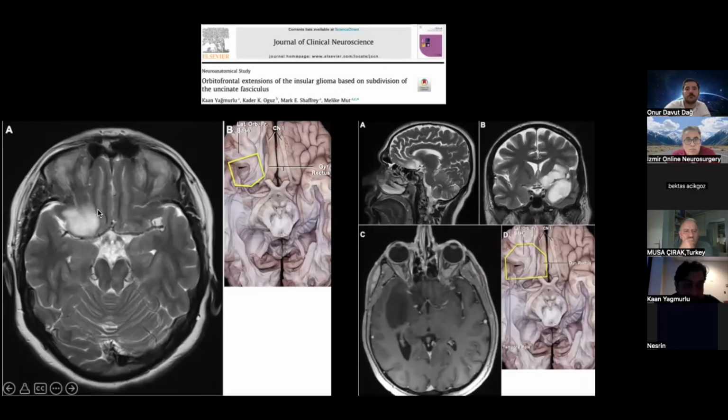If you look at this, the tumor actually doesn't invade the gyrus rectus here. So this most likely uses the ventromedial part of the uncinate fasciculus. But if you look at this tumor, it invades the septal region and gyrus rectus here, so the tumor has most likely spread out with the dorsomedial part of the uncinate fasciculus. So it's important because the surgical strategy, the head rotation, everything is going to change based on the distribution and the extension.